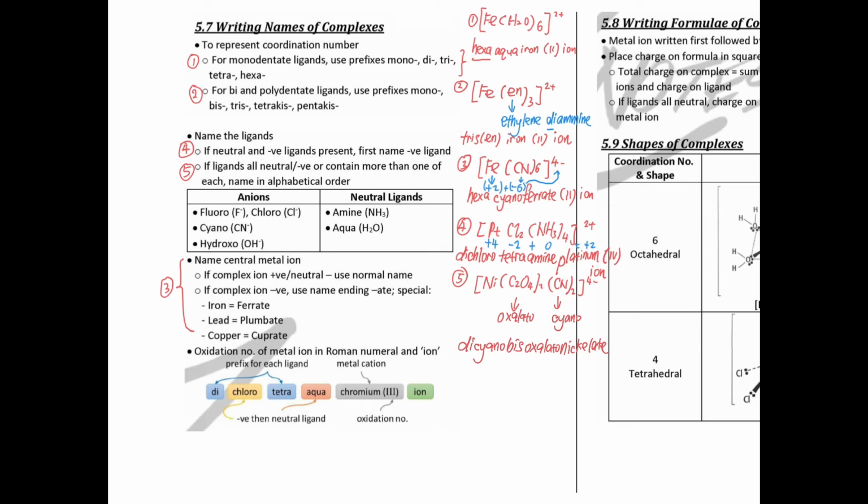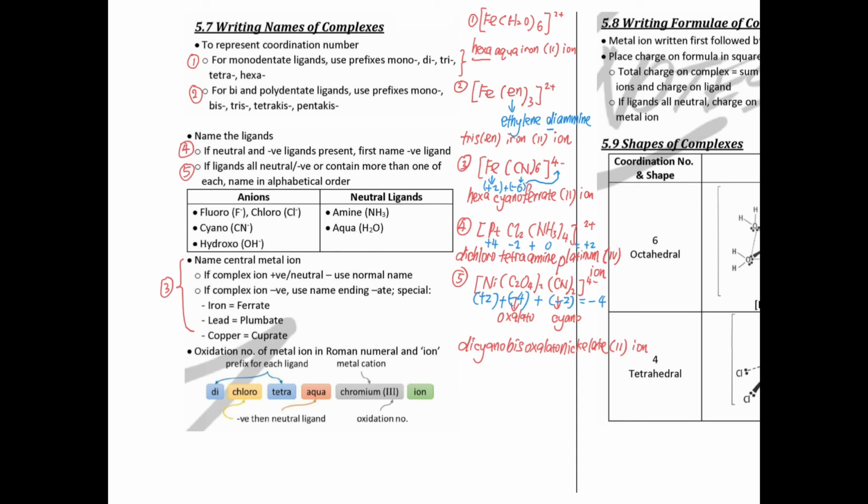We have to do some mathematics here. Oxalato is negative 2. You can look at page 2 for the bidentate oxalato just now. So negative 2, 2 of them, negative 4. Cyano is negative 1, 2 of them end up with negative 2. Overall charge is negative 4. So nickel should take positive 2. You have to do mathematics to figure that out. Once you have decided on that, we put 2 and then ion.